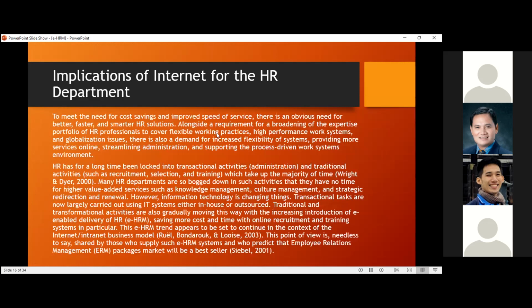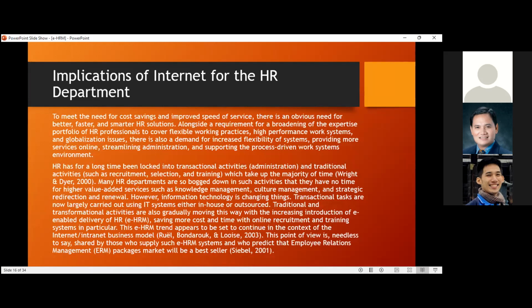Implications of the internet for the HR department. To meet the need for cost savings and improved speed of service, there is an obvious need for better, faster, and smarter HR solutions. Alongside the requirement for a broadening of the expertise portfolio of HR professionals to cover flexible working practices, high performance work systems, and globalization issues, there is also a demand for increased flexibility of systems providing more services online, streamlining administration, and supporting the process-driven work system.